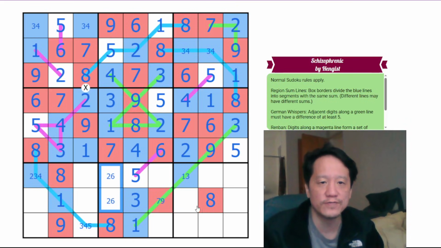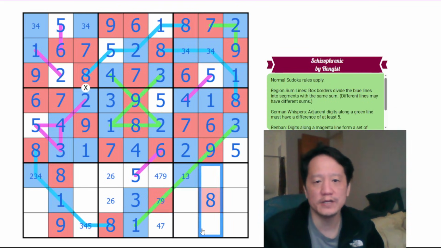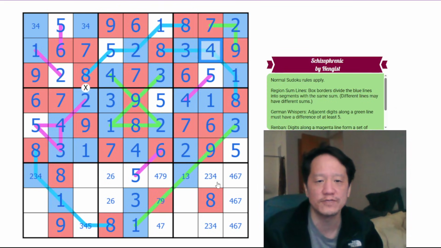Okay, so that's not helpful. Remaining digits of column 6, we have 4, 7, 9. This can't be 9 because of 9 in the row. Remaining digits of column 8, we have 3, 4, and 2. Remaining digits of column 9, we have 4, 6, and 7, which eliminates 4, 6. Okay, this 4 eliminates 4 here, so this is 3, which makes that 4. 3 eliminates 3 here, so that's 1. 4 eliminates 4 in the rest of the column, so it's 2 and 3.